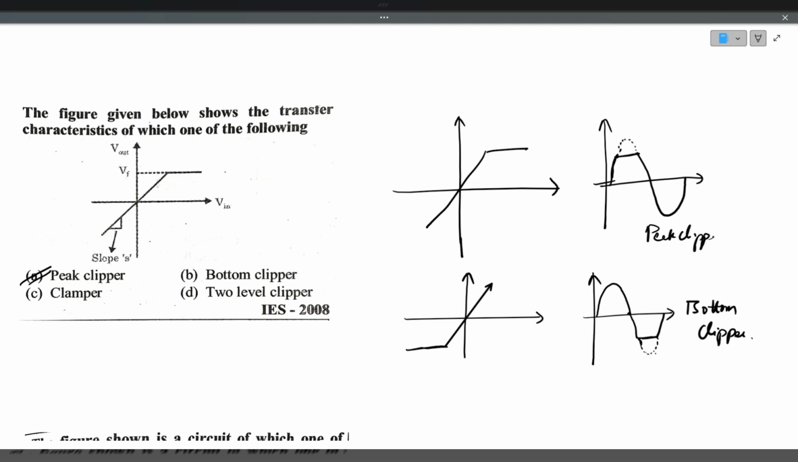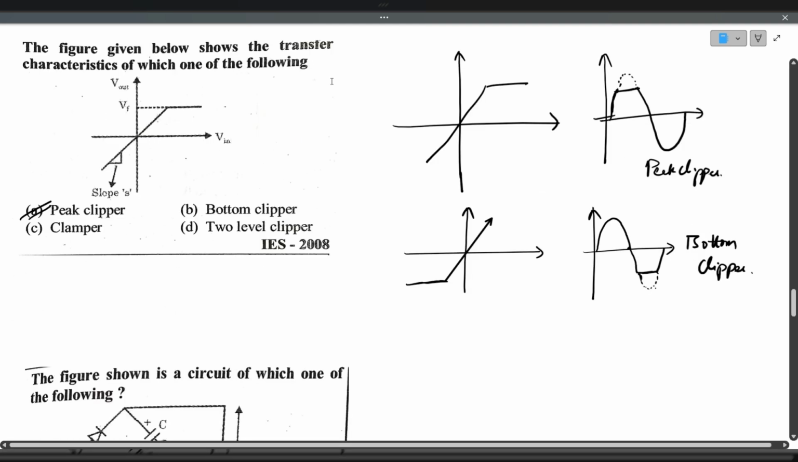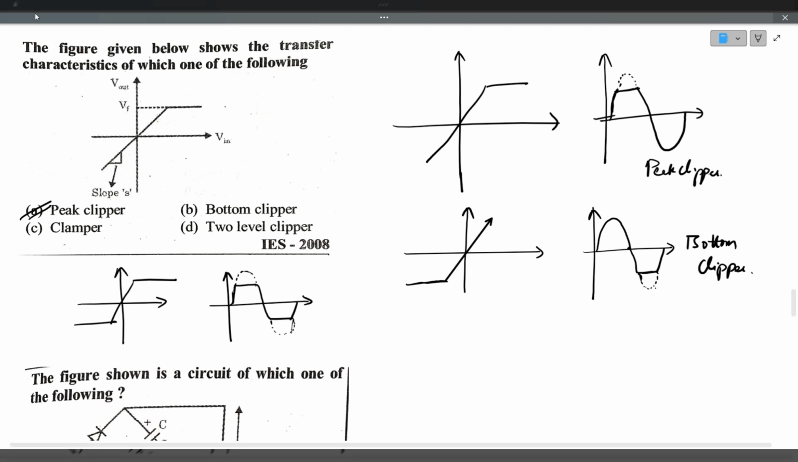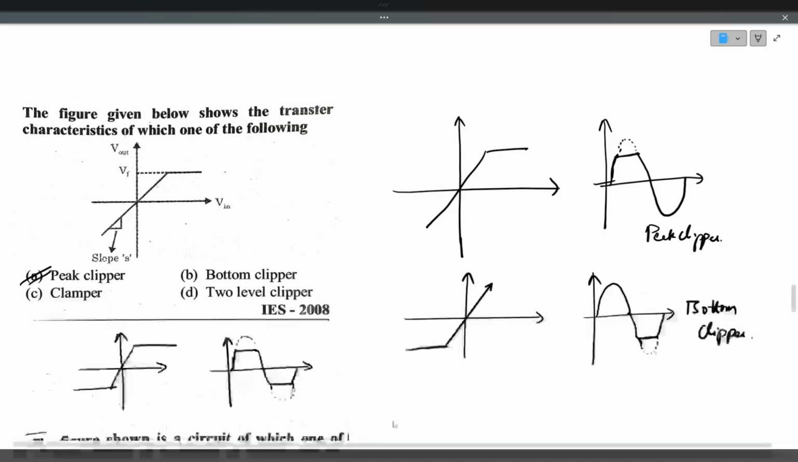He may give you options as voltage stabilizer also. You can select that also. If it is a two-side clipper, two-level clipper, as given in option D, how does it look? So the transfer characteristic will be like this. So on both sides you will see a constant parameter. The output voltage will look like this. Okay, this is a two-level clipper. Positive peak is clipped, negative peak is also clipped. So these three diagrams you have to remember.